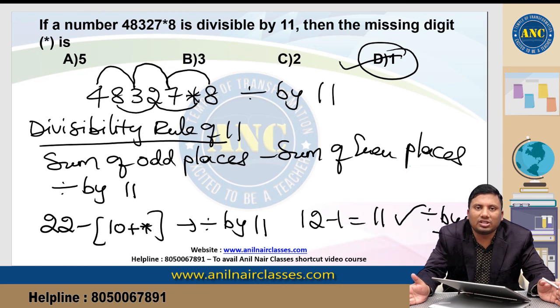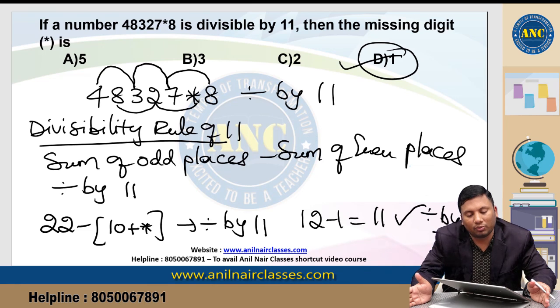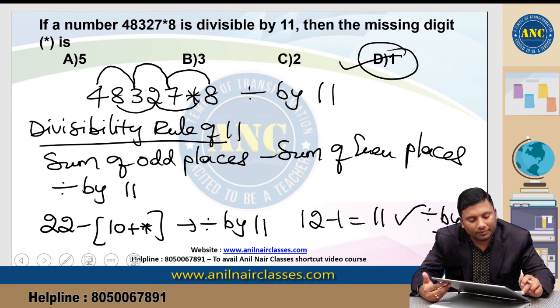This question checks the divisibility rule of 11. What is the divisibility rule of 11? Sum of the odd places minus sum of the even places should be divisible by 11. Odd places sum came out to be 8 plus 7, 15, 15 plus 3, 18, 18 plus 4, 22. Even places: 2 plus 2, 4, came out to be 10 plus star. From there you can check it out. I hope it is clear, right?